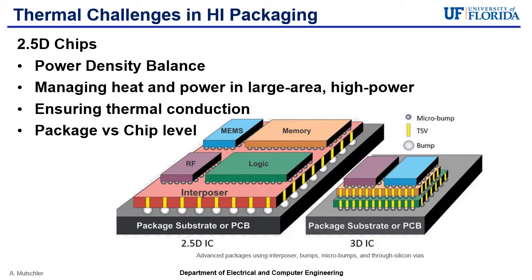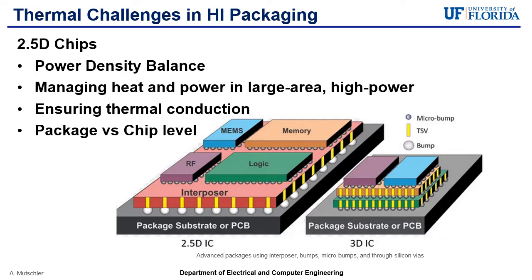Moving forward with thermal challenges in heterogeneous integrated packaging is in the context of 2.5D chips. 2.5D chips are a stepping stone between traditional 2D flat integrated circuits and full 3D integrated circuit integrations, and present specific challenges due to their increased power density. This refers to the amount of power used or dissipated over a given area. And managing this heat and power in larger, high-powered chips is critical for maintaining performance and reliability.